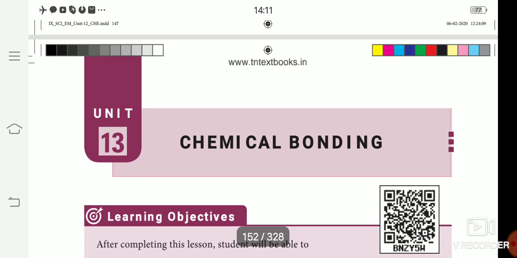Okay, so the coordinate covalent bond is the formation of a covalent bond between two atoms, which takes place by sharing of two electrons. So this is called a coordinate covalent bond. Otherwise, its name is dative bond.